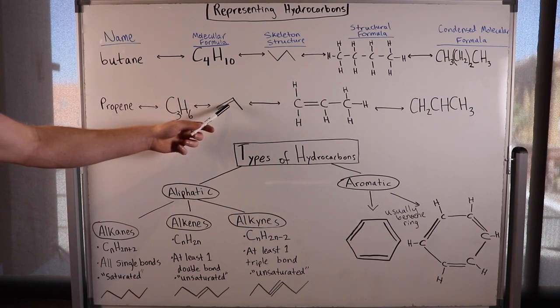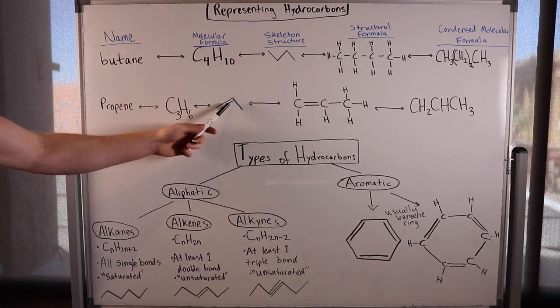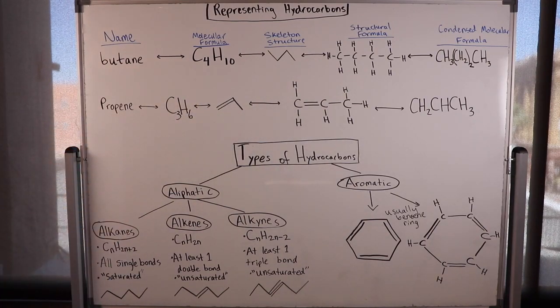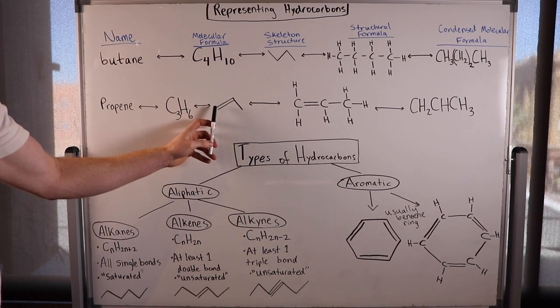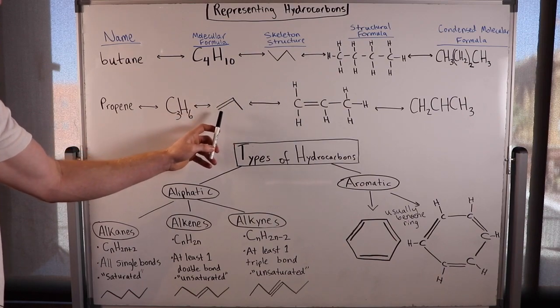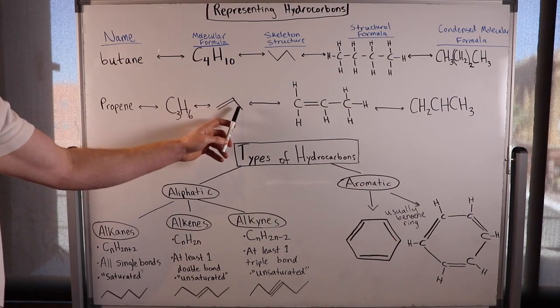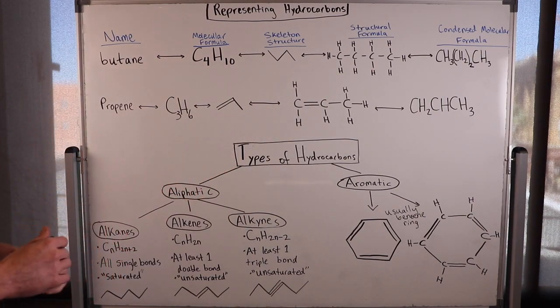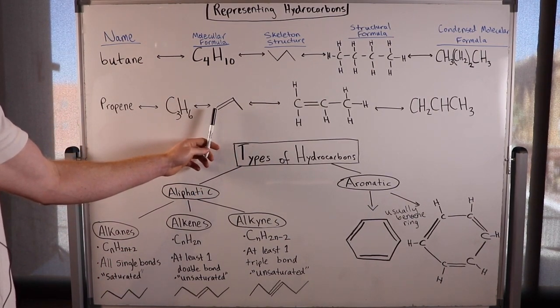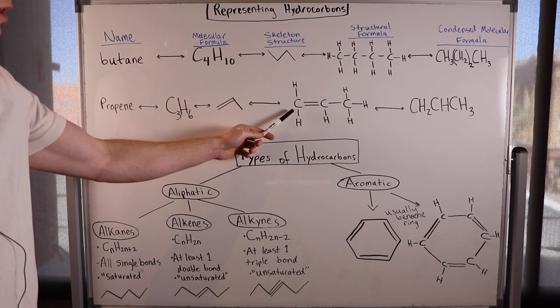The skeleton structure, you can see this has a double bond here, and that's how we'll represent that. And you can see that each point here is a carbon. So 3 carbons, 1, 2, 3. Each line is a carbon-carbon bond. And then we fill in the carbons with hydrogens because these are hydrocarbons. So this point here is a carbon with 2 hydrogens.